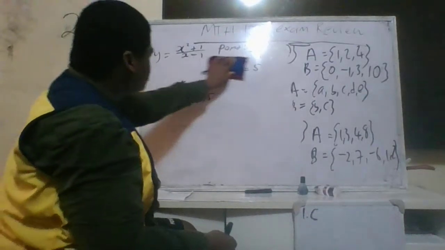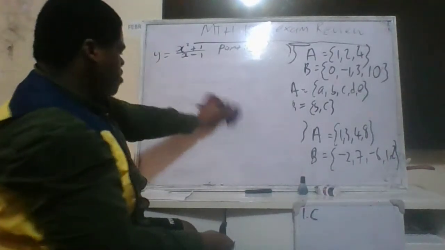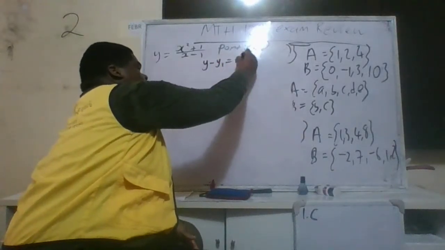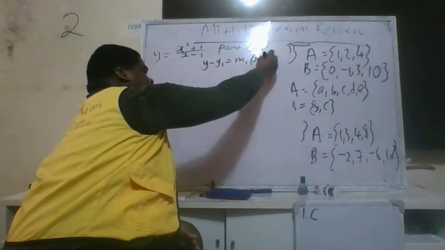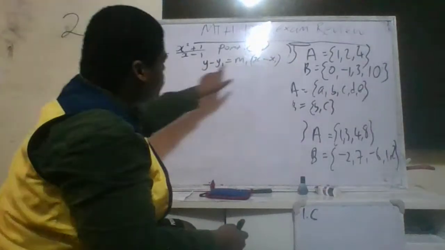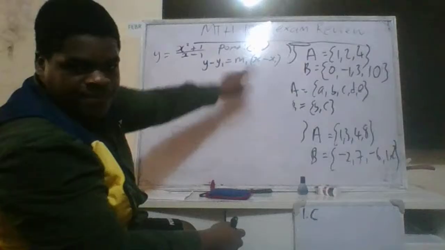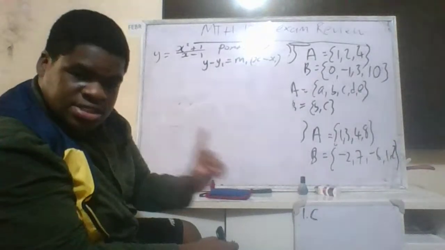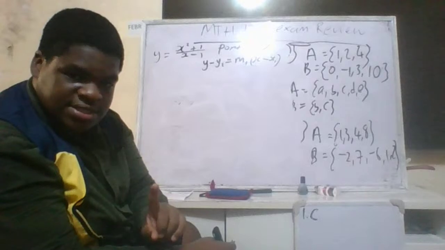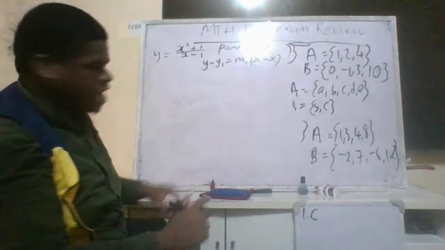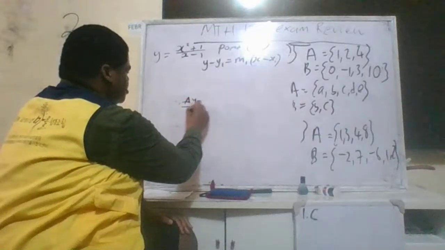So now the second thing we need is our gradient. Let's check the formula: y minus y1 is equal to m times x minus x1. So we have found the point x1 and y1, and we need the gradient m. How do you find the gradient? Don't forget that m is equal to the change in y divided by the change in x. Good. So how do you find dy/dx? That is the change in y over the change in x.